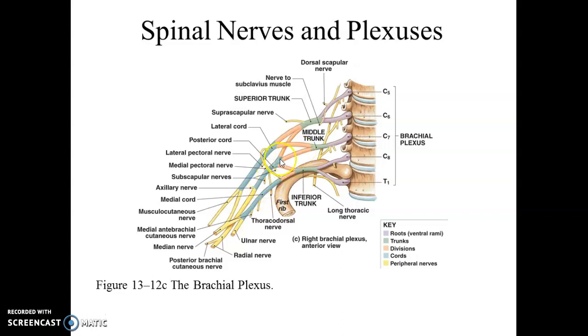And this is because there's an axillary artery going through here, and these are named according to the position in relation to that artery. So you've got the lateral cord, this one would be behind, posterior cord, and medial cord. The rest of this, keep in mind, but we'll look at this more later.